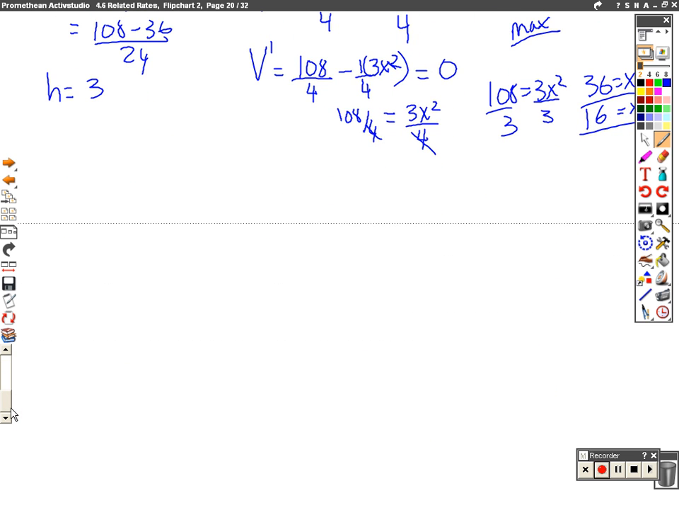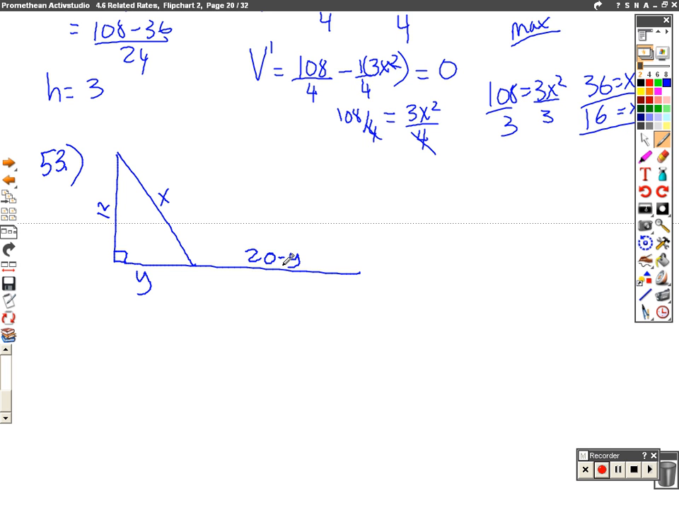All right, moving on really quickly to number 53, the oil refinery question. We have an oil refinery offshore. They gave us a diagram, which was very nice. They told us this is 12, this is x, this is y, and this is 20 minus y, because the whole thing has to be 20.